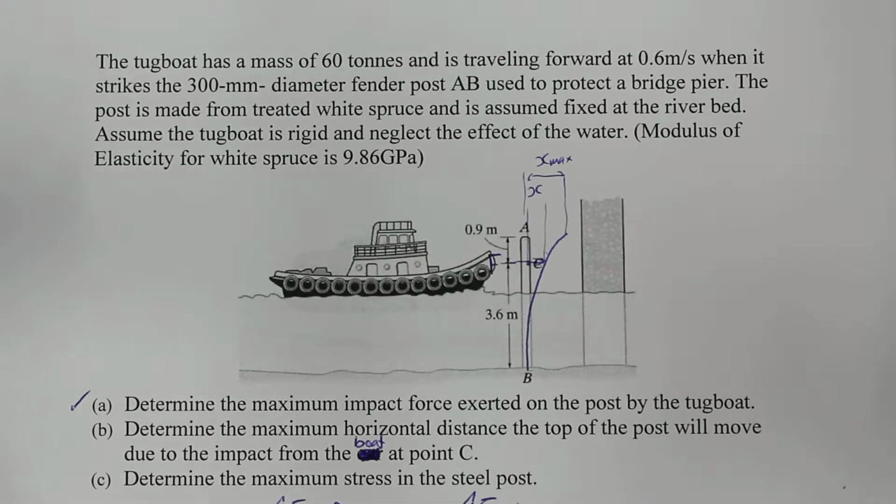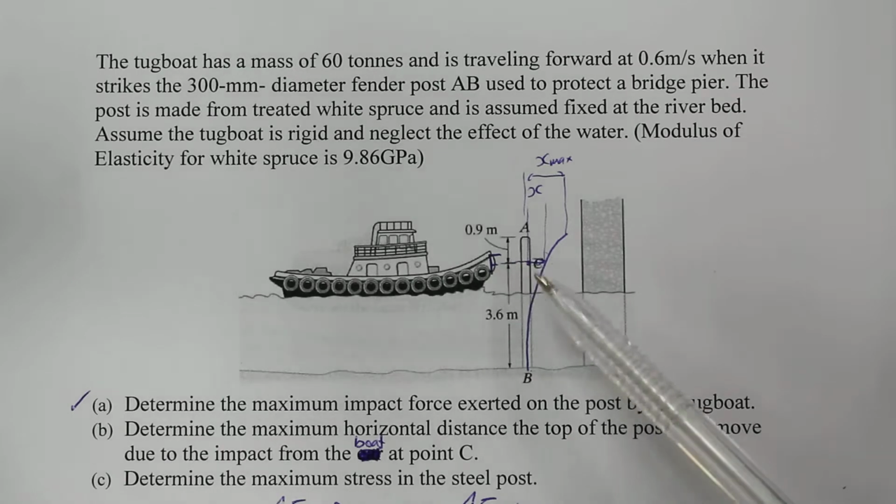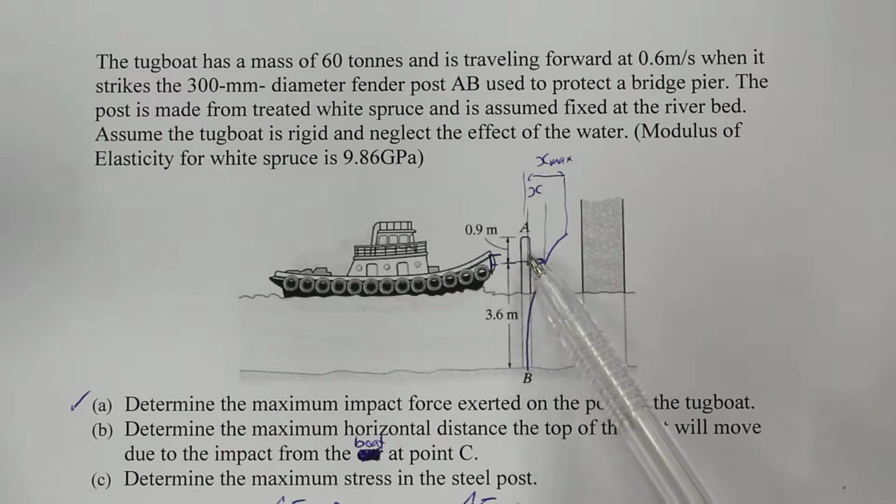Hey guys, so we've now finished the first part, which is determining the maximum impact force exerted on the post by the tugboat. The next part we'll be looking at is calculating the maximum horizontal distance the top of the post will move due to the impact from the boat at point C.